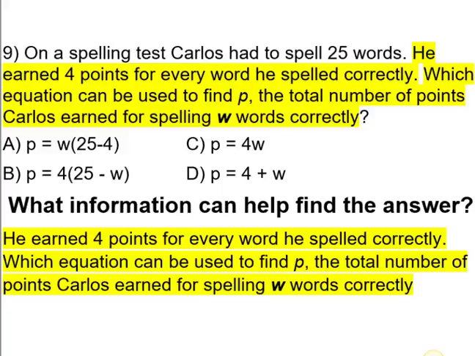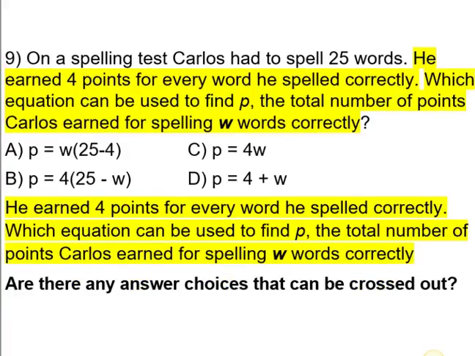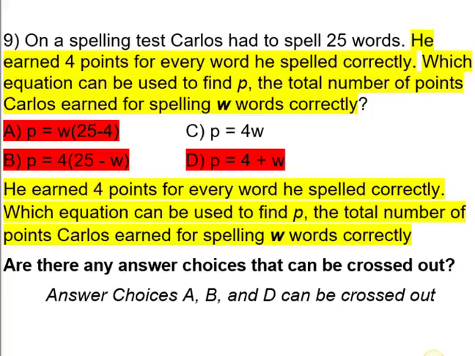Based on this information, are there any answer choices we can cross out? Again, we know that he earned 4 points for every word he spelled correctly, and that we're looking for an equation to find P, the total number of points Carlos earned for spelling W words correctly. We can cross out answer choices A, B, and D.